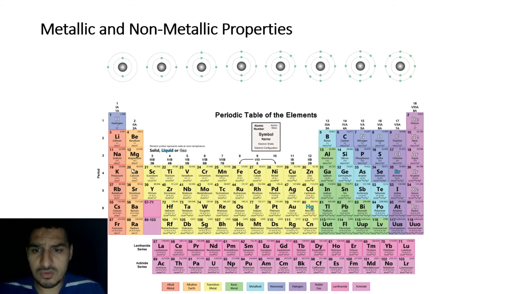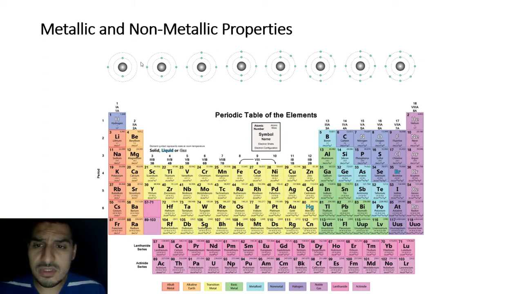What we have here for the groups, that's 1B, 2B, 3B till we reach 10B. These are all going to be discussed later when we talk about the transition elements. They have special or different properties. That's why we're not going to talk about them in this part here.